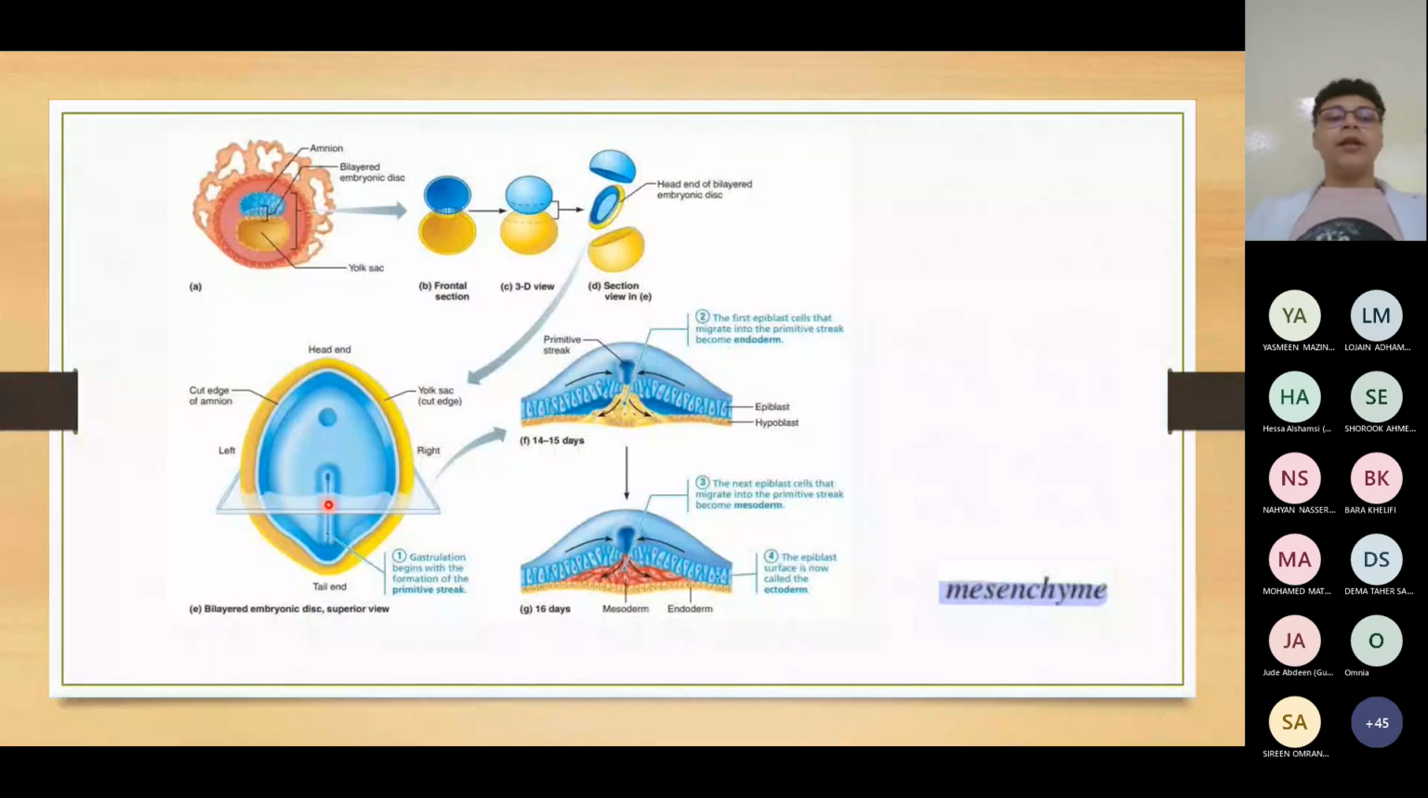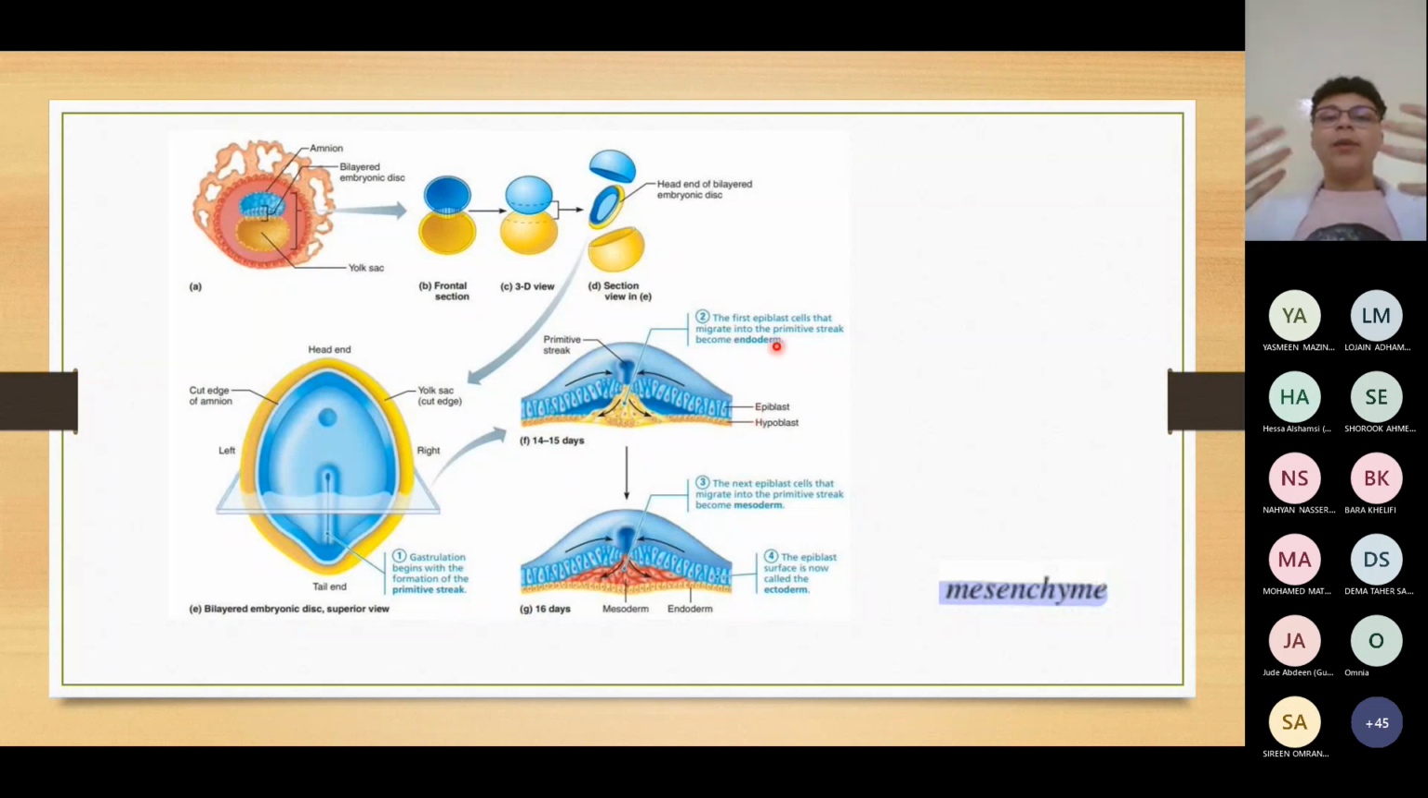Now we have the primitive streak, and we want to make the three germ layers. What do we have? We have the epiblast and the hypoblast. Now we want more. We want three different germ layers. Through the primitive streak, the epiblast cells are going to start to enter inside, and they're going to displace the hypoblast cells, forming a germ layer. We call it the endoderm.